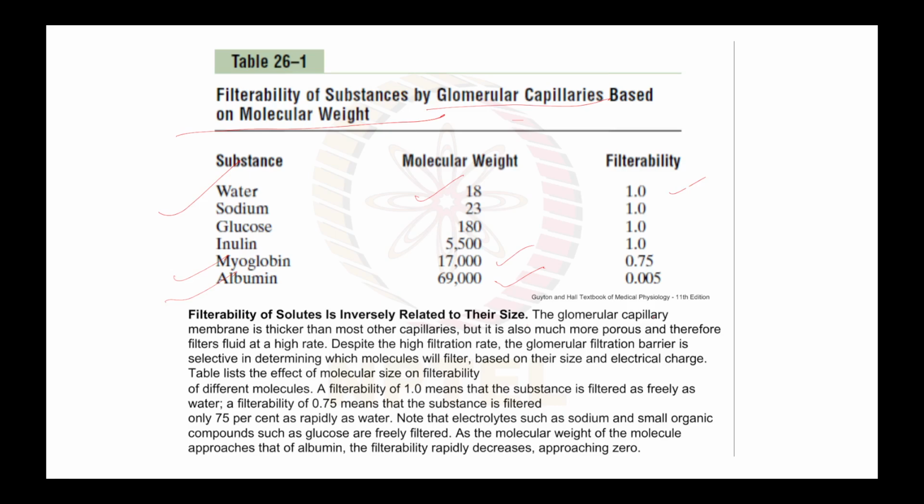The glomerular capillary membrane is thicker than most capillaries, but it is also much more porous, and therefore filters fluid at a high rate. Despite the high filtration rate, the glomerular filtration barrier is selective in determining which molecules will filter, based on their size and electrical charge. This table shows that with increasing size, the filtration rate decreases. As the molecular weight of the molecule approaches that of albumin, the filterability rapidly decreases, approaching zero.